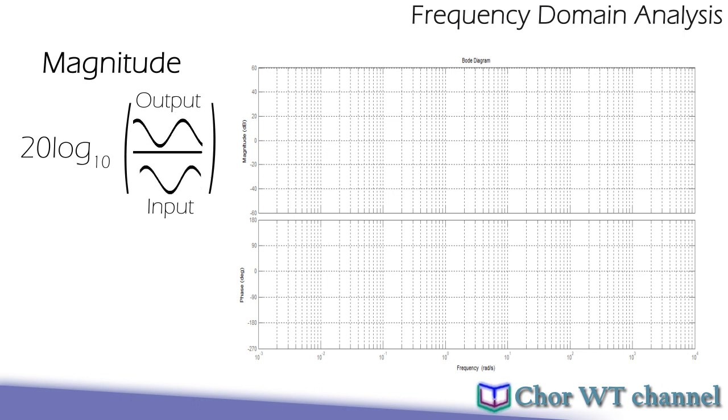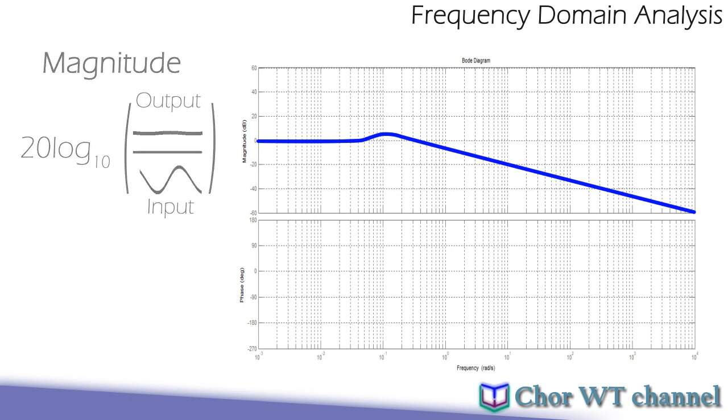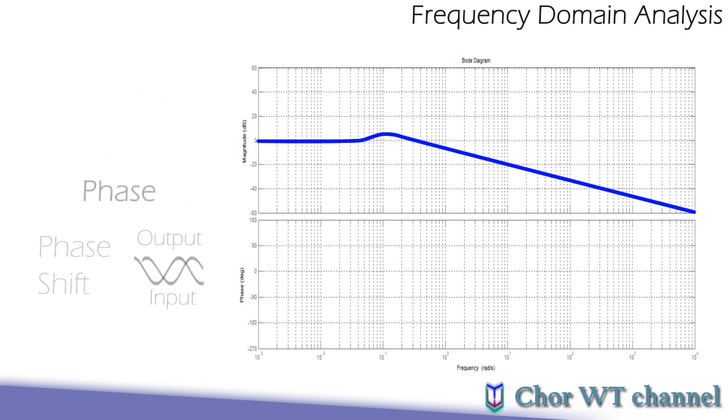The upper one is the magnitude, which is 20 log base 10 of the ratio of the output amplitude over the input amplitude, which is basically an indication of how the system output grows or shrinks when the frequency changes. The idea is we start with a small frequency, we record the magnitude difference between the input and output, and we do it over and over again, and this is how we get the magnitude plot. Okay, so we are done with the magnitude plot.